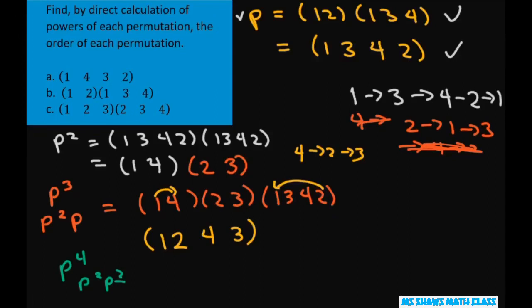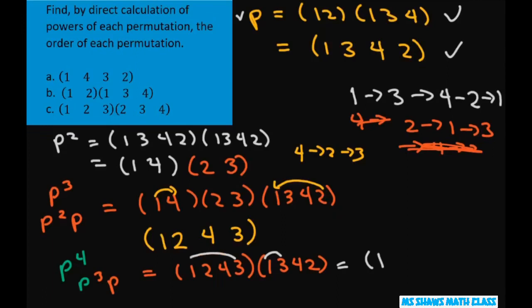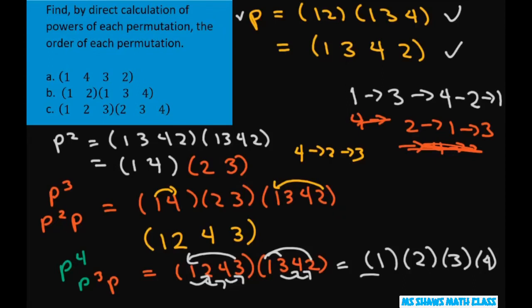And P to the 4th, let's just do P cubed and then P. Whoopsie. Okay. P cubed and then P. So that's going to be (1 2)(4 3) and (1 3 4 2). That's going to give you 1 maps to 3 and 3 maps back to 1. 2 maps to 1, 1 maps back to 2. 3 maps to 4, and 4 maps back to 3. 4 maps to 2, and 2 maps back to 4. So this is your identity, this is your E, and so our order is 4.